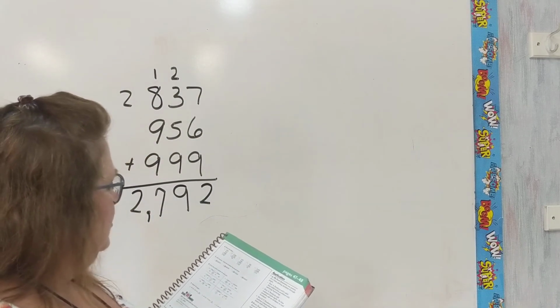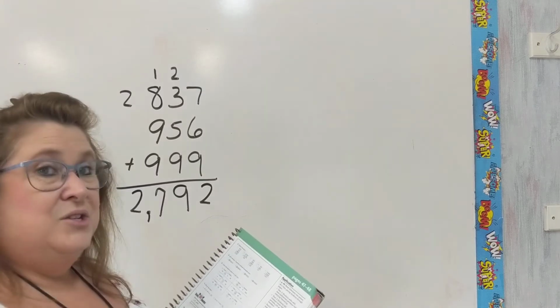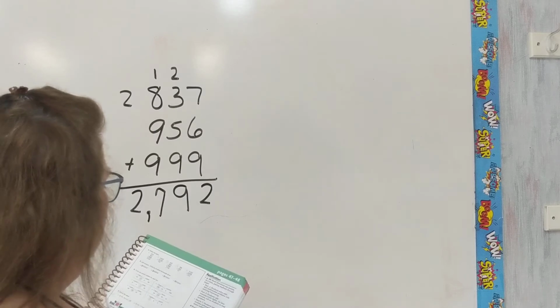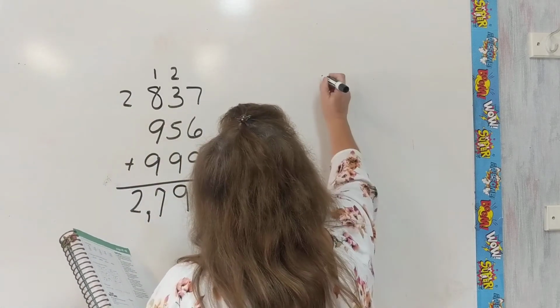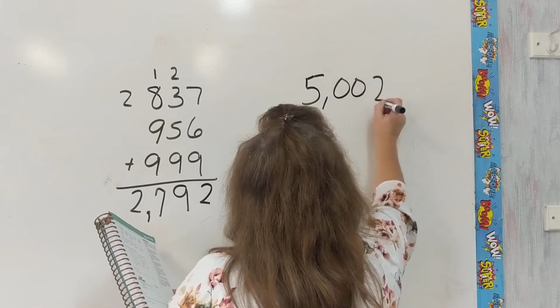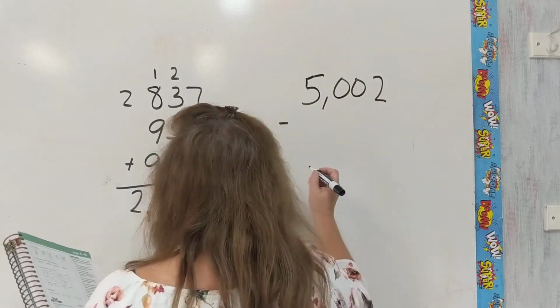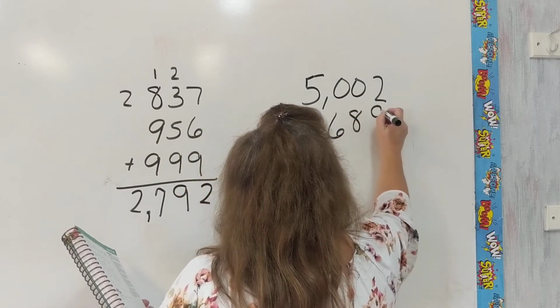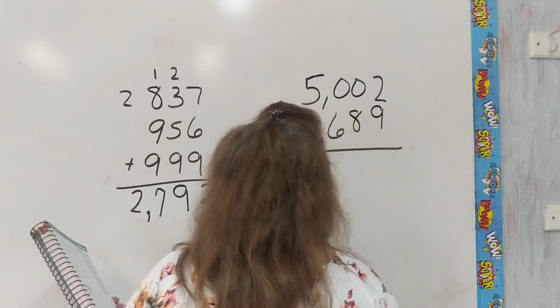And then I want to do letter E together. So look at letter E. Section 4 still, letter E. We have 5,002 minus 3,689. So we are going to find the difference.